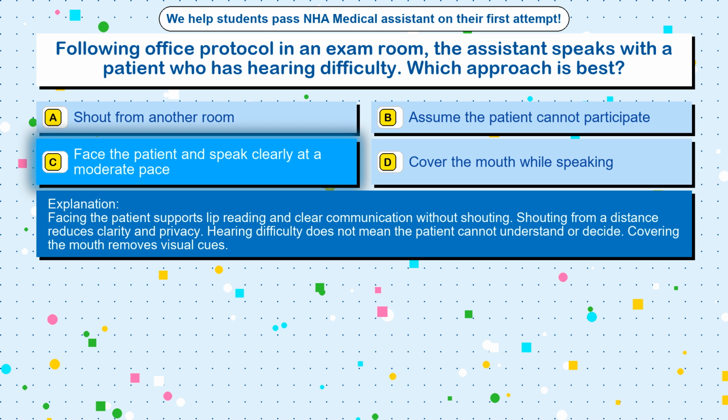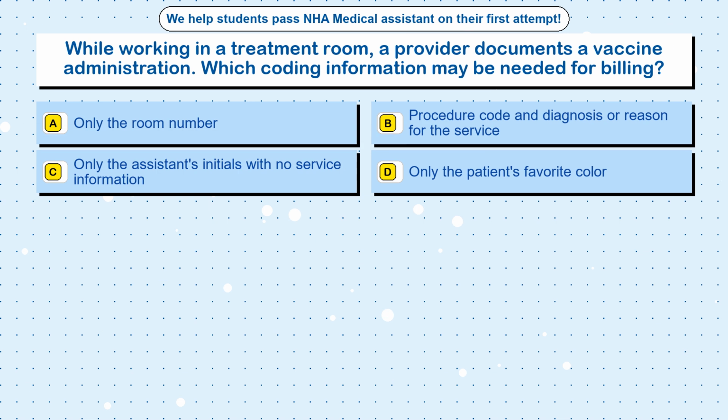Hearing difficulty does not mean the patient cannot understand or decide. Covering the mouth removes visual cues. Question 42. While working in a treatment room, a provider documents a vaccine administration. Which coding information may be needed for billing?